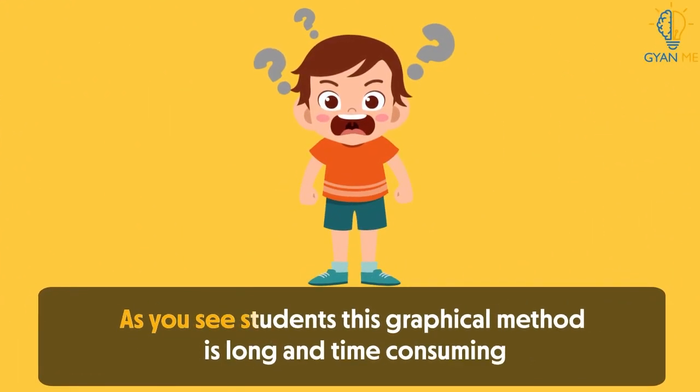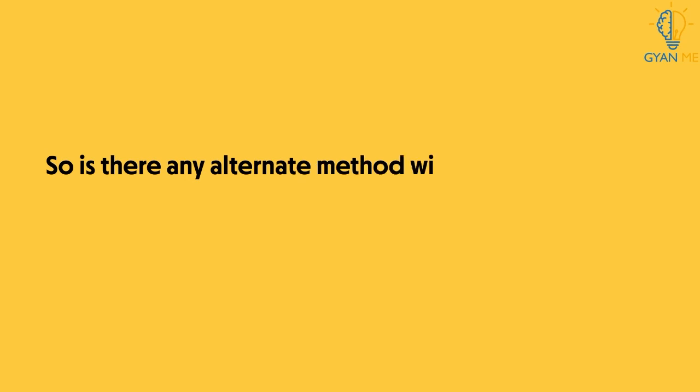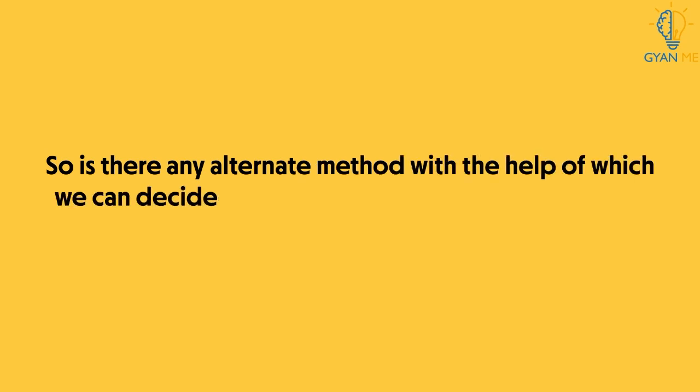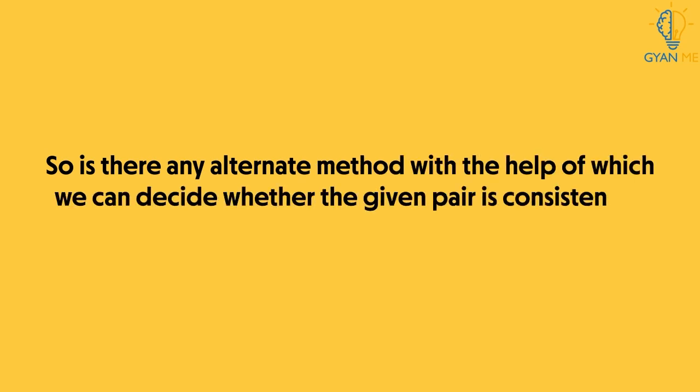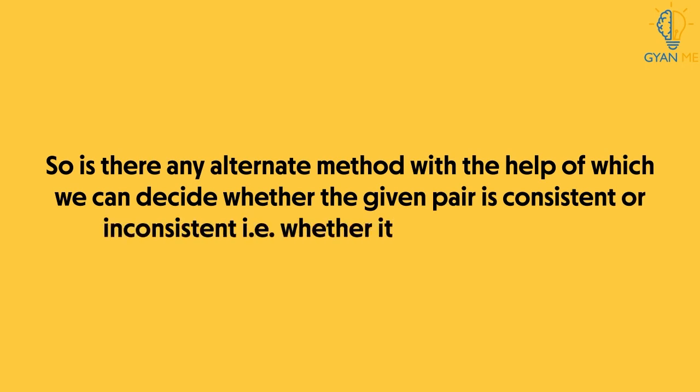As you see students, this graphical method is long and time consuming. So, is there any alternate method with the help of which we can decide whether the given pair is consistent or inconsistent? That is, whether it has a solution or not. We will see in our next video.